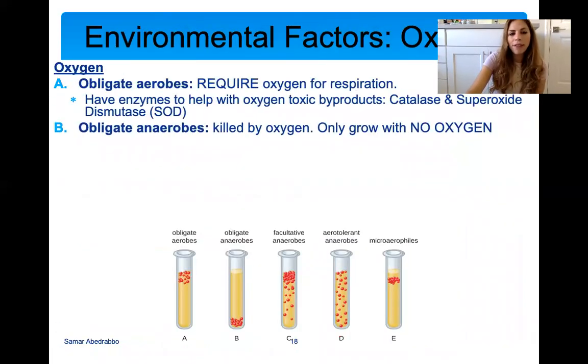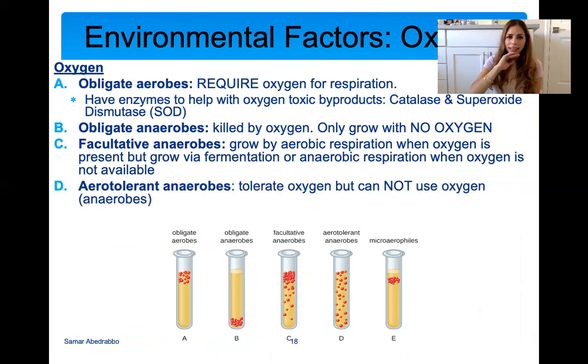Another environmental factor to consider when we grow bacteria in lab is oxygen. So different organisms, some like oxygen, some are killed by oxygen, some can grow everywhere. Organisms that are obligate aerobes require oxygen for respiration. So as an example, humans, we're obligate aerobes. We need oxygen to survive. So obligate aerobes are obligated to have oxygen. Obligated means you have to. Most bacteria are obligate aerobes, and just keep in mind that oxygen has a lot of toxic byproducts.